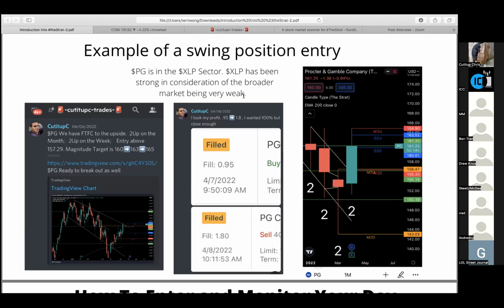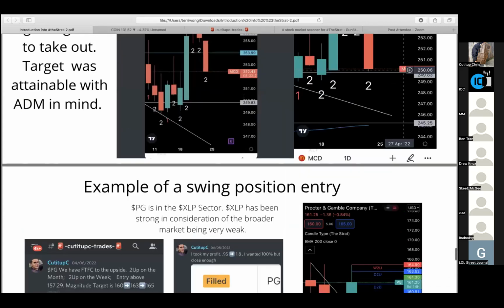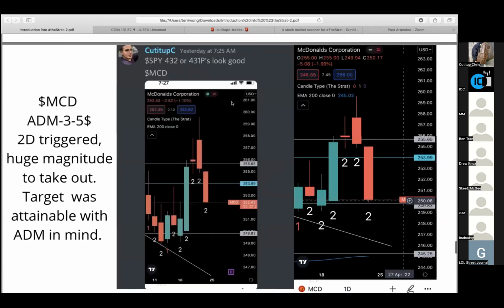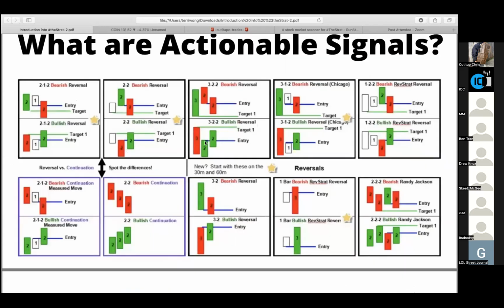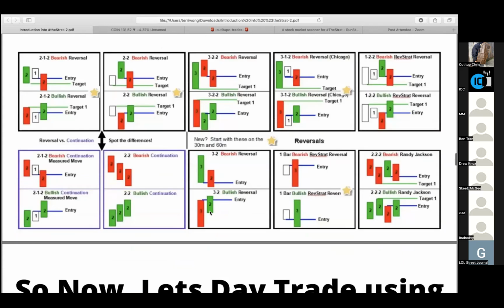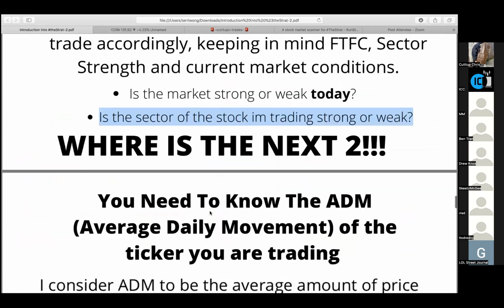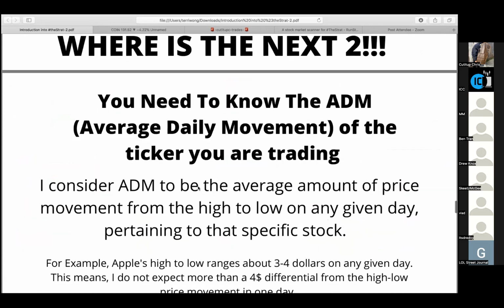This right here is a 2-2 reversal. That looks exactly like this. It's not a 3, or maybe like this. 2-2 bullish reversal, 3-2-2 bullish reversal. That's an actionable signal right there. So I'm saying these actionable signals are everywhere.